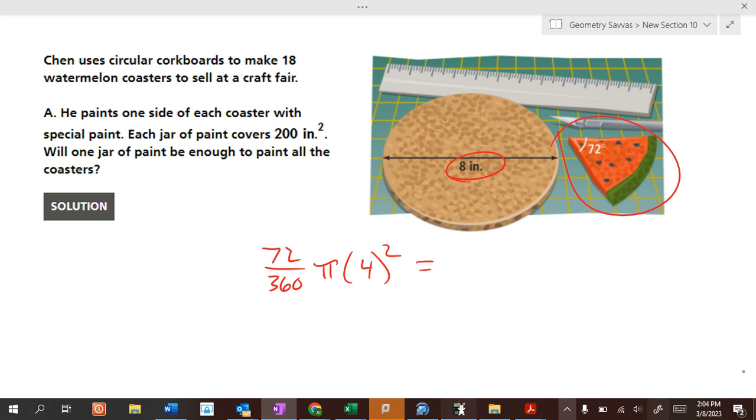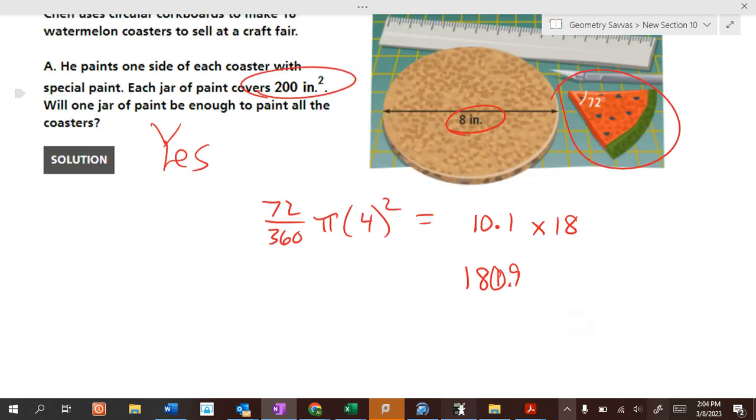What do we get, Dylan? 10.1. Okay. Now, if there's 18 of them, we multiply 10.1 times 18. And I get 180.9. Is that less than 200? Yeah, so yes, one jar of paint will be able to cover it.